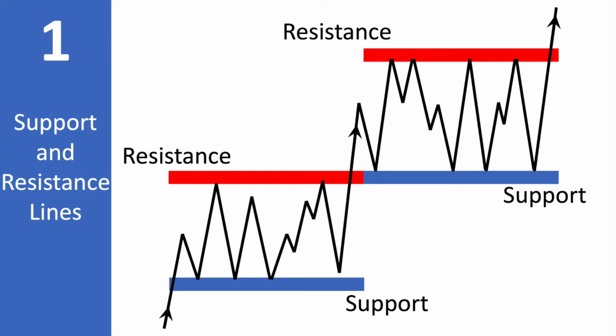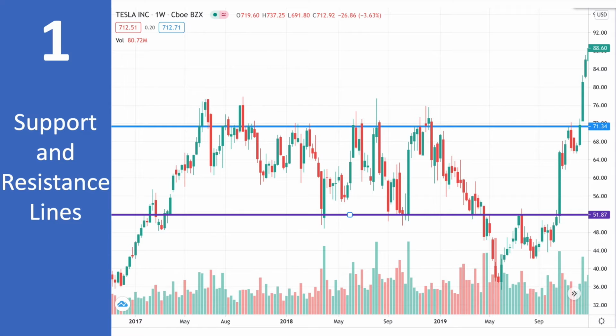Once a resistance level has been broken, it might become a new support line, and you essentially are then repeating your analysis again. So these lines don't need to be horizontal lines. You can sometimes use a 50 or 200-day moving average line as well to work out where that support and resistance level might be. So let's take this Tesla example from 2017 to 2019.